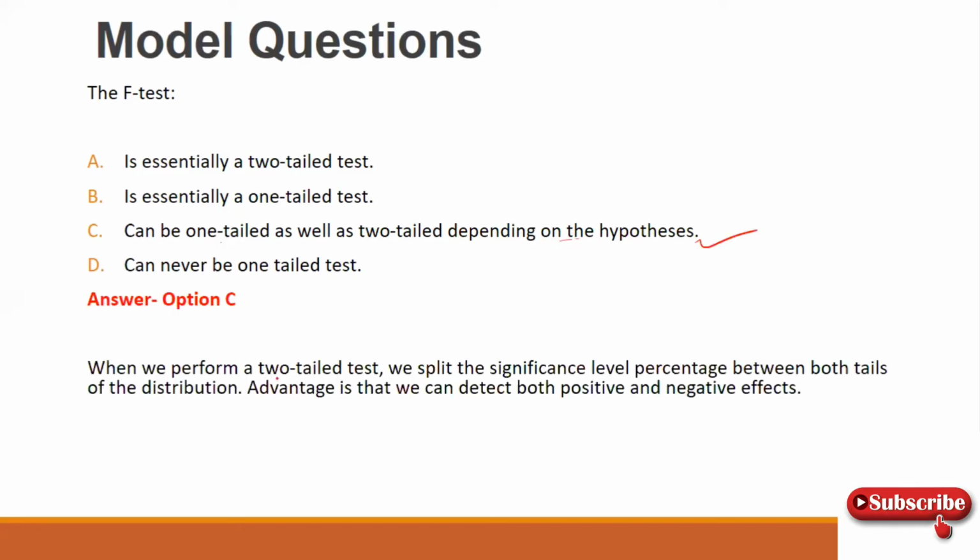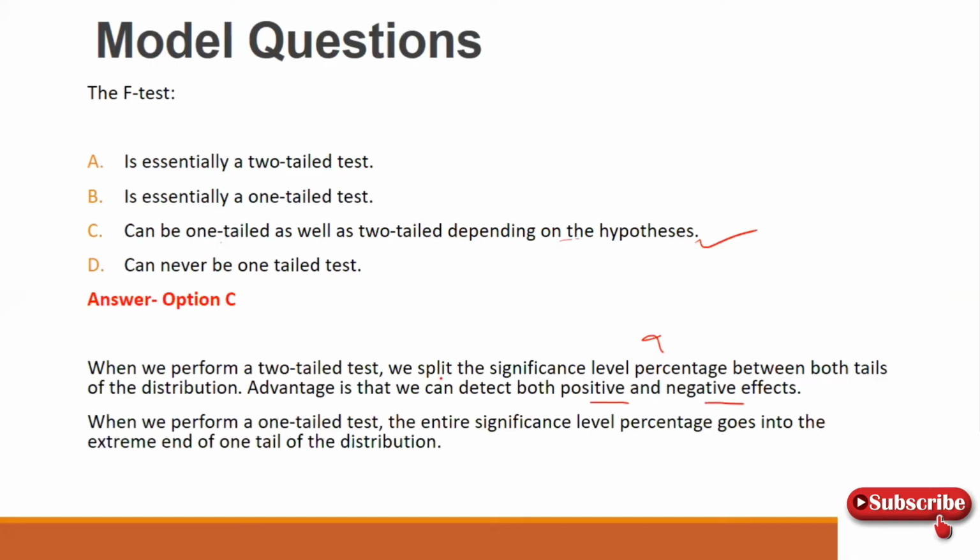And when we perform a two-tailed test, we split the significance level percentage, that is the alpha, between both tails of the distribution. The advantage of a two-tailed test is that we can detect both positive and negative effects. And coming to the one-tailed test, when we perform a one-tailed test, the entire significance level percentage goes into the extreme end of one tail of the distribution. Here it goes into one tail of the distribution, whereas here it is split in both the tails.